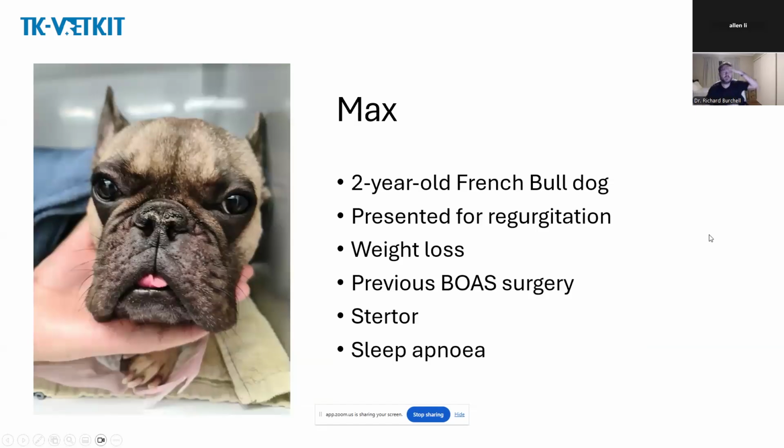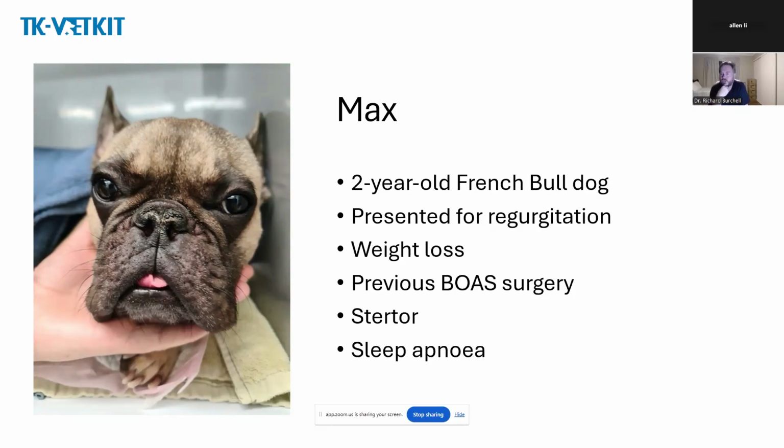Okay, so I'm going to cover a little case with you that might be of interest, and then I'm going to finish off with a couple of specific applications for endoscopy in the treatment of rhinoscopy. So we've looked at surgical procedures that you can do cystoscopically, ectopic ureters. So this is Max, and he actually is, I think he's still alive, but at the time was a 2-year-old French bulldog with a presenting complaint of weight loss.